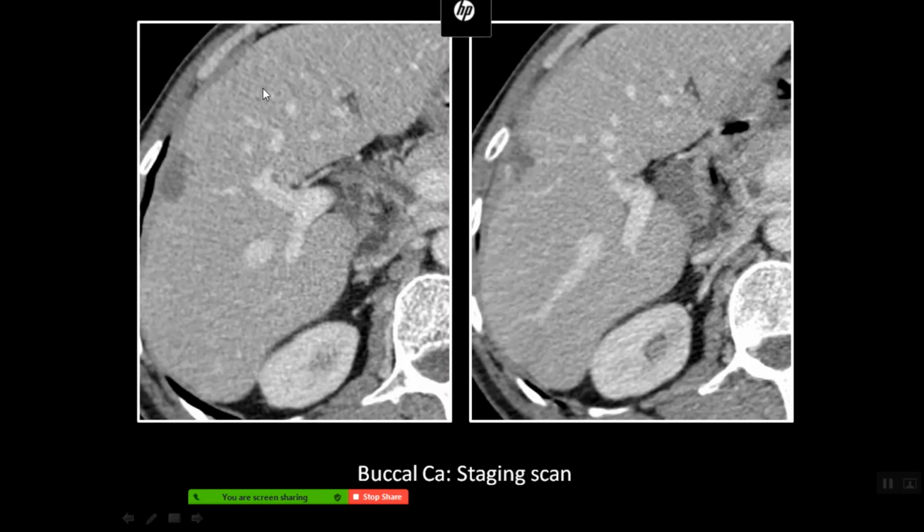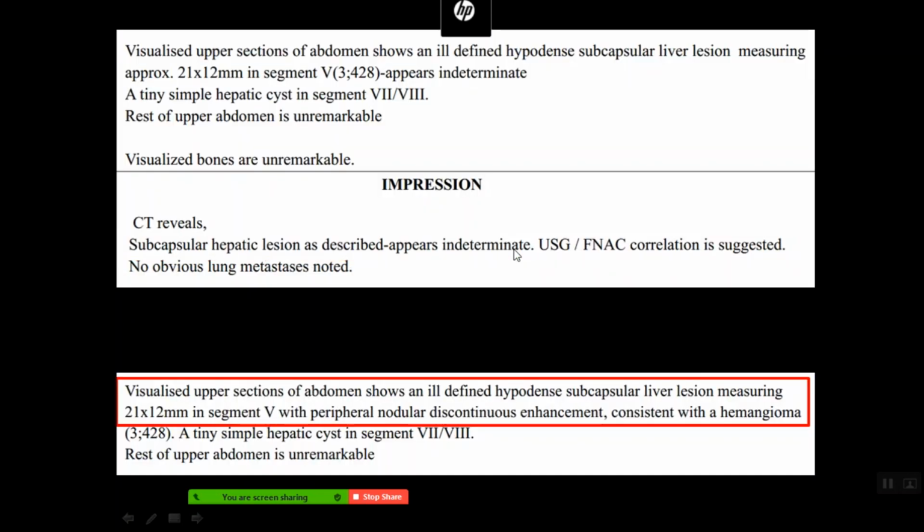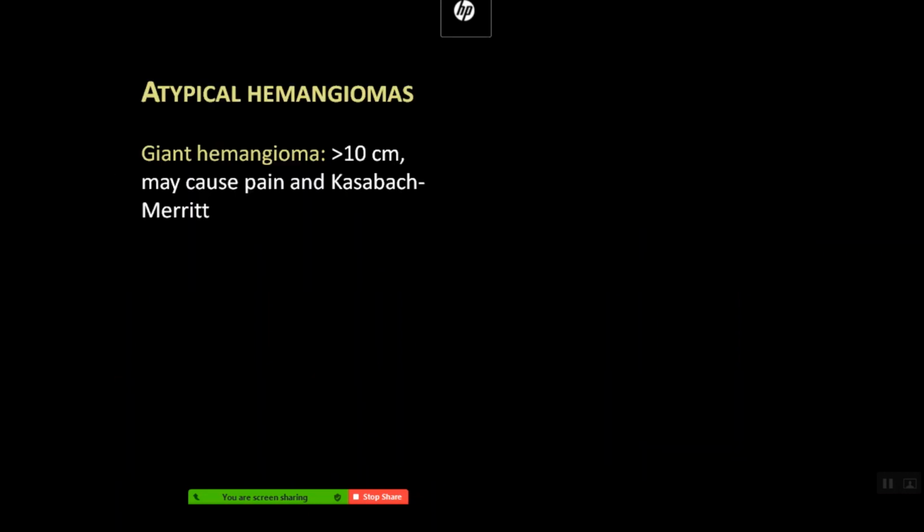It's fine. But then I was very confident. I don't think it's projecting very well, but there's this eccentric nodule here. Okay. So then I called it a subcapsular lesion with peripheral nodular discontinuous enhancement consistent with hemangioma. So I called it hemangioma and removed the ultrasound. But then this is a comfort level. So slowly you start becoming more comfortable. And whenever you have a doubt, you can do an ultrasound. No doubt about that.